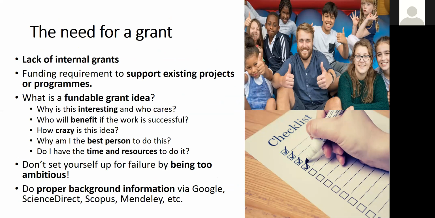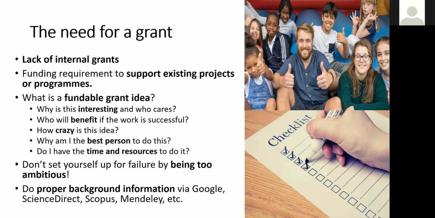So what are the fundable grant ideas? In any project that you do, projects that are interesting, that can benefit the people, that may sound crazy but are a great idea, and you have the best experience in working on the project, you're the best person to work on it, and you have the resources and time in carrying out this project. Those are the basic fundable grant ideas that people will look for when they are trying to identify you or even consider you for a particular grant.